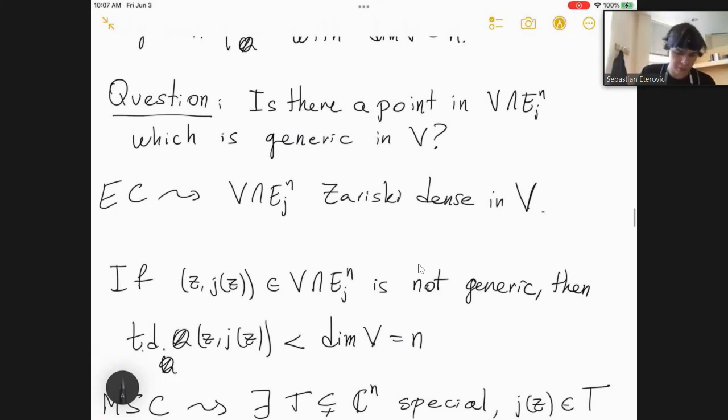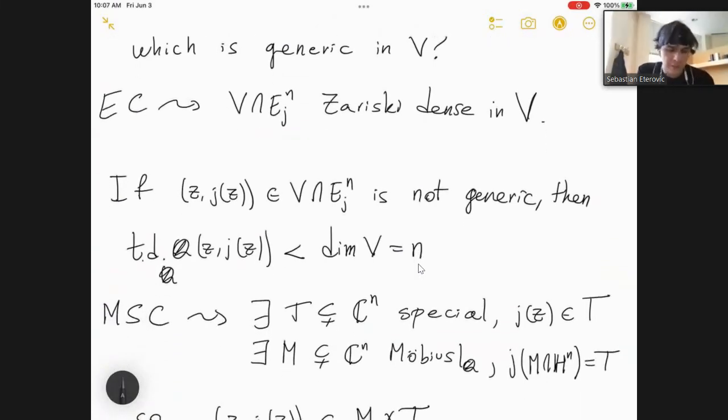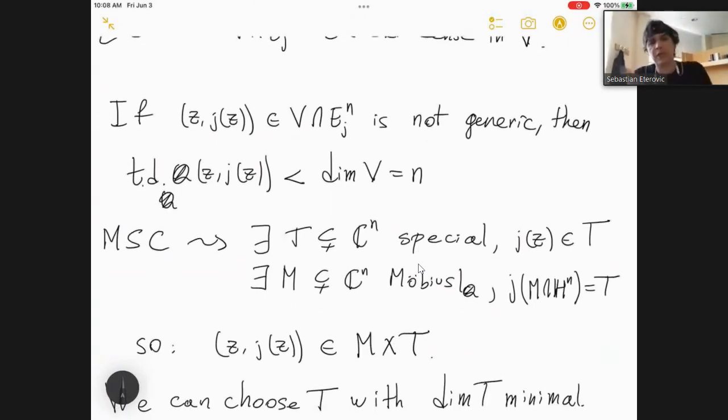Now, by modular Schanuel, if the transcendence degree of the point is strictly less than n, that means that this point lies in a proper subvariety of V, also defined over Q bar. So by modular Schanuel, you will be able to find a proper special variety that contains J of Z. And because of the equivalence between the modular polynomials and Möbius transformations, you can find a corresponding Möbius variety defined over Q that gives you T as image. That's just by definition of the special varieties. So at this point, Z, J of Z must also be inside of the Cartesian product between M and T.